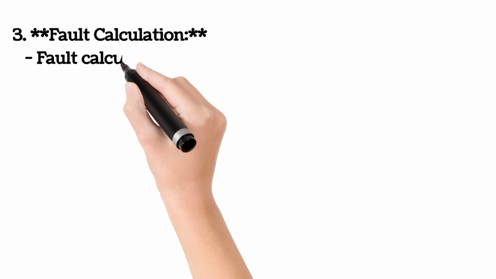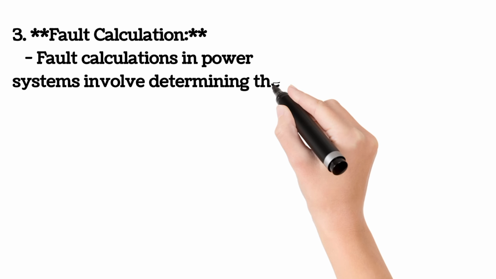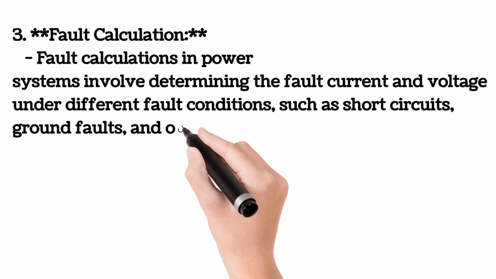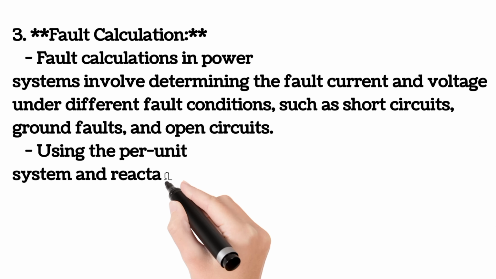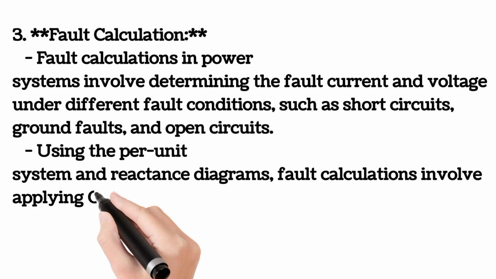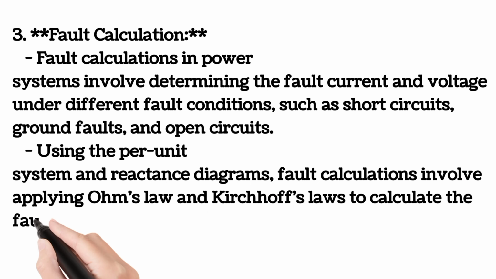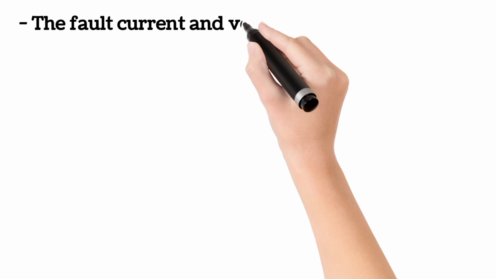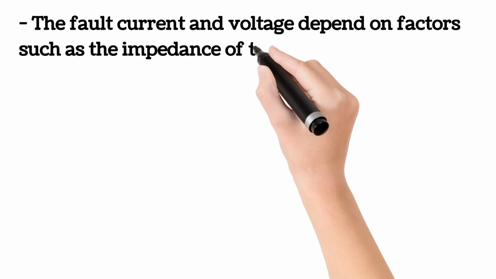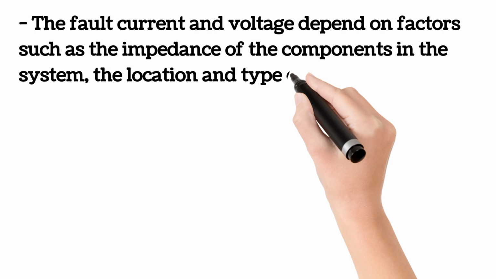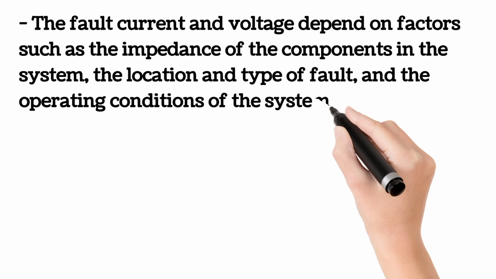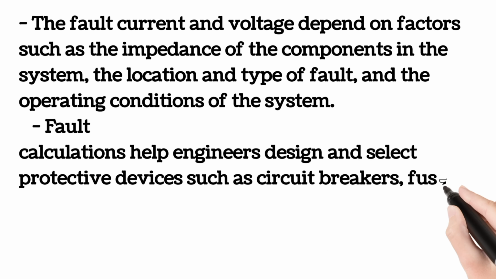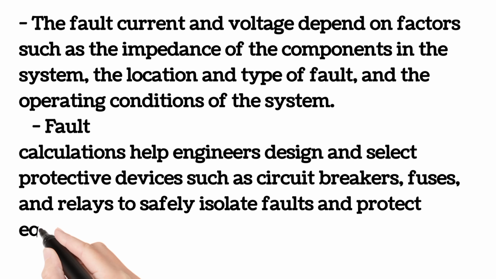3. Fault calculation. Fault calculations in power systems involve determining the fault current and voltage under different fault conditions, such as short circuits, ground faults, and open circuits. Using the per unit system and reactance diagrams, fault calculations involve applying Ohm's law and Kirchhoff's laws to calculate the fault current and voltage at various points in the system. The fault current and voltage depend on factors such as the impedance of the components in the system, the location and type of fault, and the operating conditions of the system. Fault calculations help engineers design and select protective devices such as circuit breakers, fuses, and relays to safely isolate faults and protect equipment in the power system.